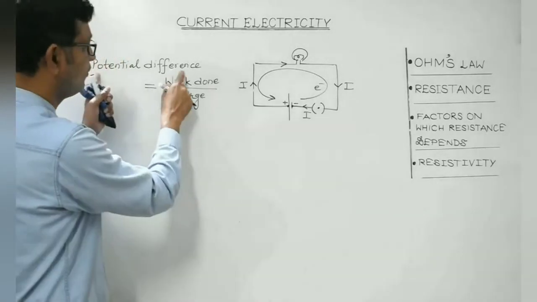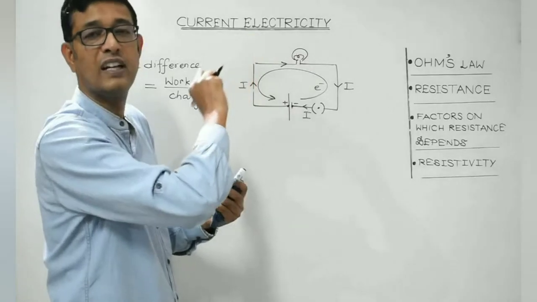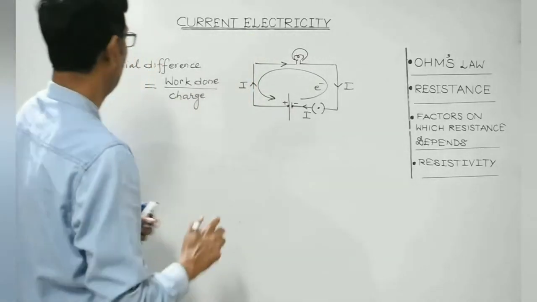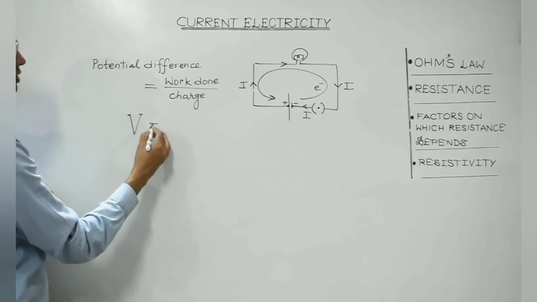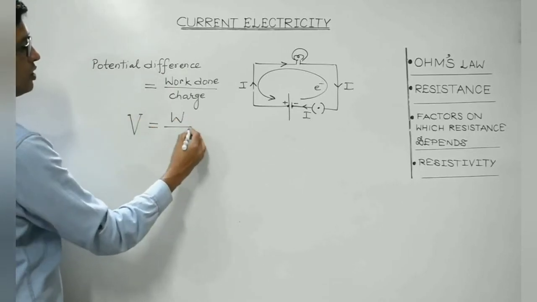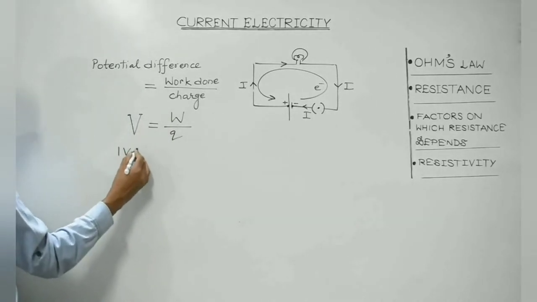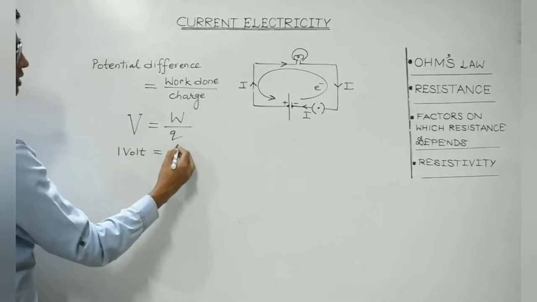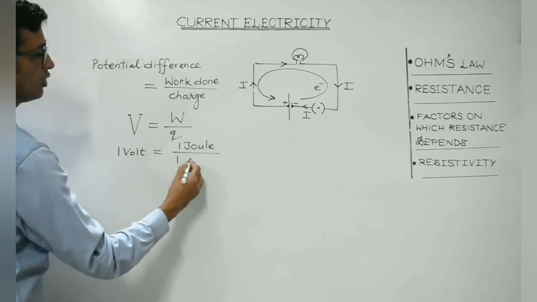So only under the influence of this potential difference can the charge move in a particular direction inside a conductor, right? So potential difference is represented by the capital letter V. This is potential difference. Work done is W, charge is Q, right? So its SI unit is volt. Work done, its SI unit is joule. And charge, its SI unit is coulomb.